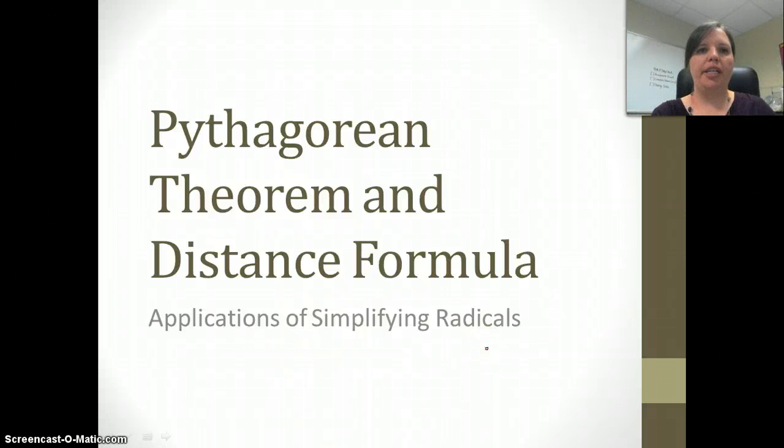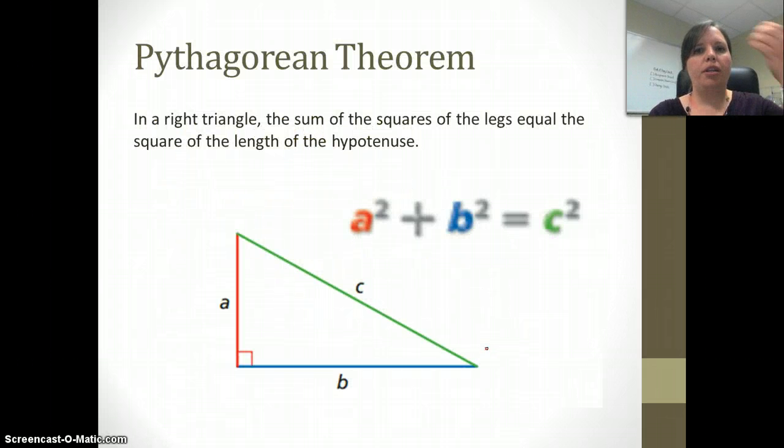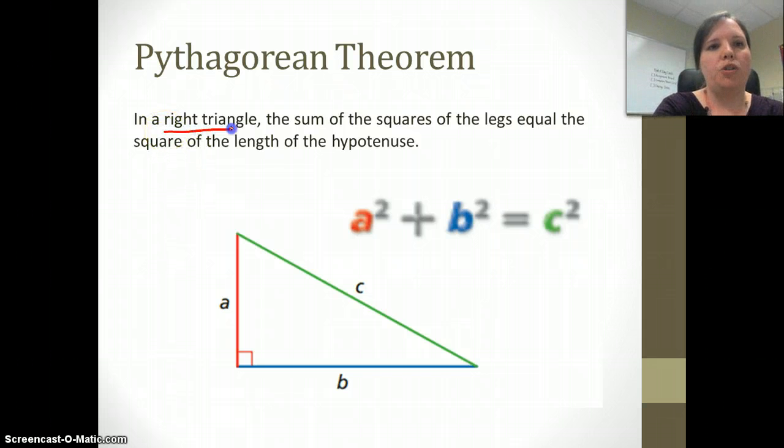Right, so we're going to be looking at two uses of simplifying radicals, the Pythagorean theorem and the distance formula. And actually, the two are very closely related. So hopefully you remember seeing at least a little bit about the Pythagorean theorem in the past. The Pythagorean theorem is used specifically for right triangles.